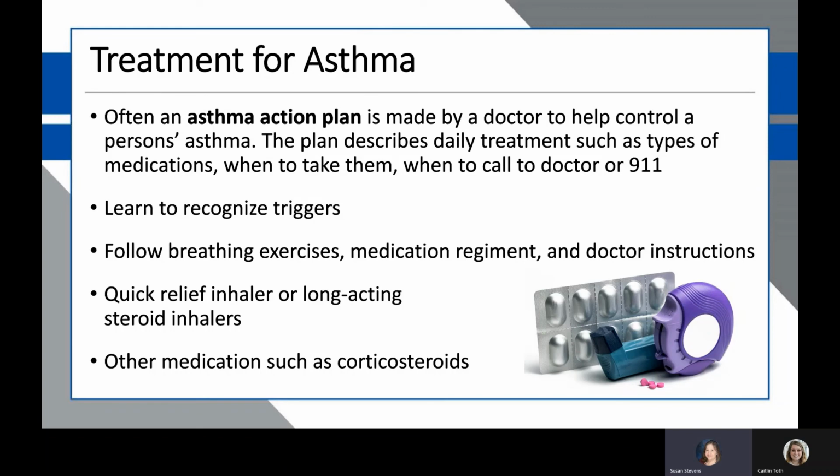Here are some treatments for asthma. Often an asthma action plan is made by a doctor to help control a person's asthma. The plan describes daily treatment such as types of medications, when to take them, when to call a doctor or 911, and helps the person recognize their triggers. Following breathing exercises, the medication regimen, and doctor instructions is going to help best as a treatment for a person with asthma. Quick relief inhalers or long-acting steroid inhalers on a regular basis will help prevent attacks. Other medications such as corticosteroids are also used.